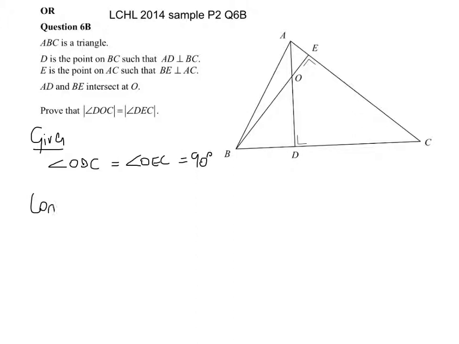We need to do a little bit of construction. We need to construct effectively what we're wanting. We're wanting the angle DOC, so for that I need to draw a line from O to C, and we're after angle DEC, so I need to draw in the line segment DE.